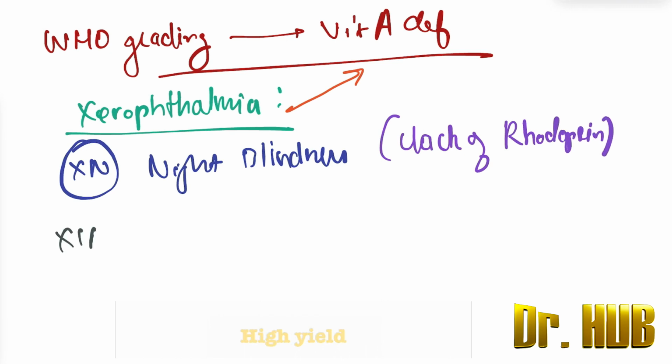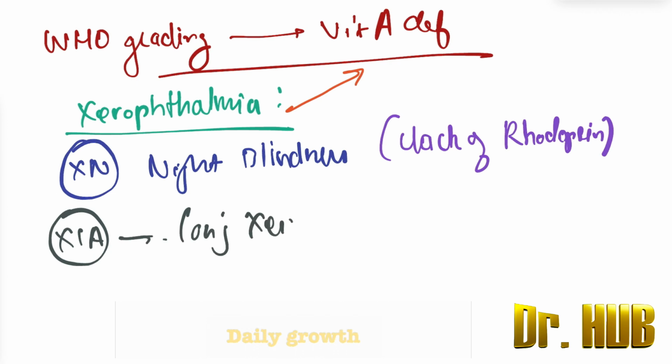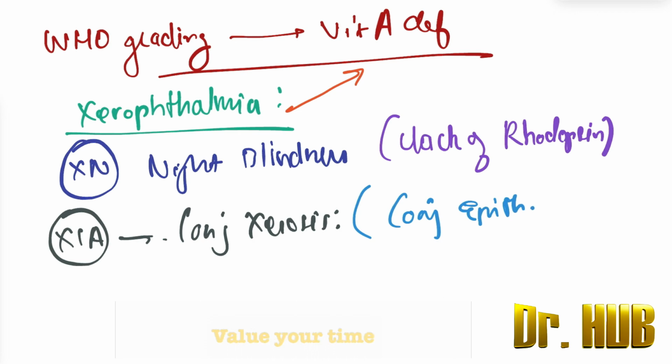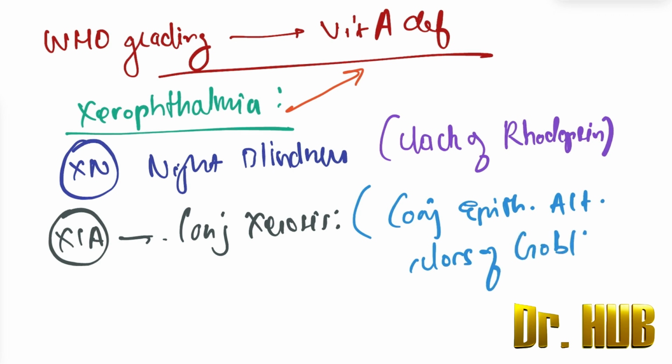Then comes the X1A. X1A means there is conjunctival xerosis, and the pathophysiology is that there is conjunctival epithelial alteration and also loss of goblet cells.